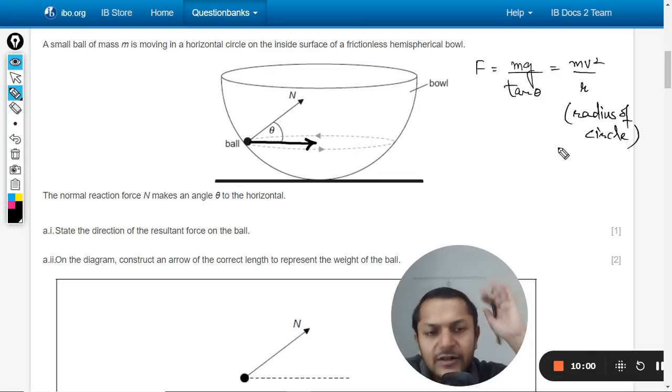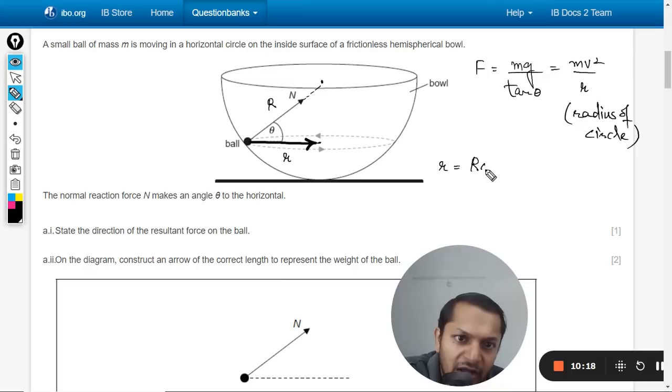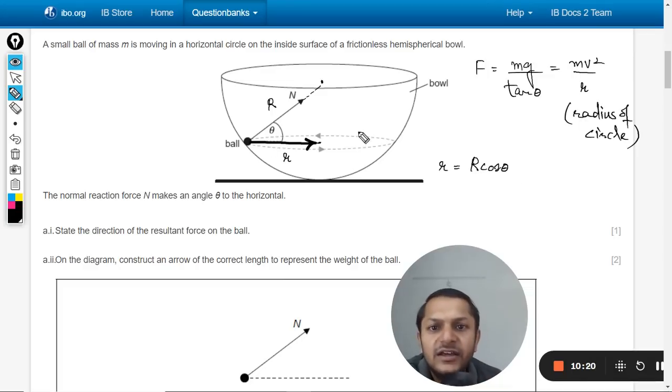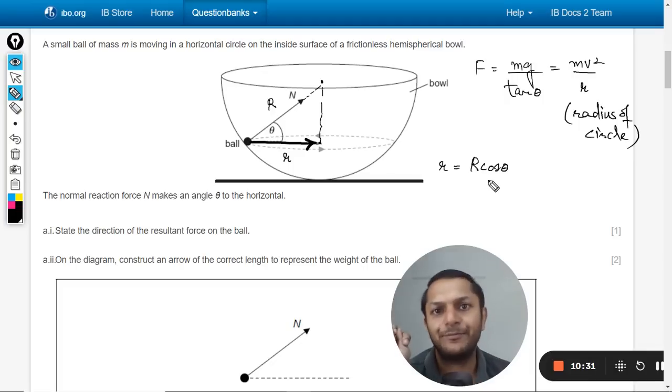The radius of the circle. But what is given to you? Given to you is the capital R, the radius of the ball. Now, from that radius, you have to find the small radius, the radius of the circle. Clearly, the small radius r will be equal to capital R into cos theta, isn't it? You can see this is the triangle that is being completed here. So small r can be written in terms of cos theta and capital R. So small r is equal to capital R cos theta.